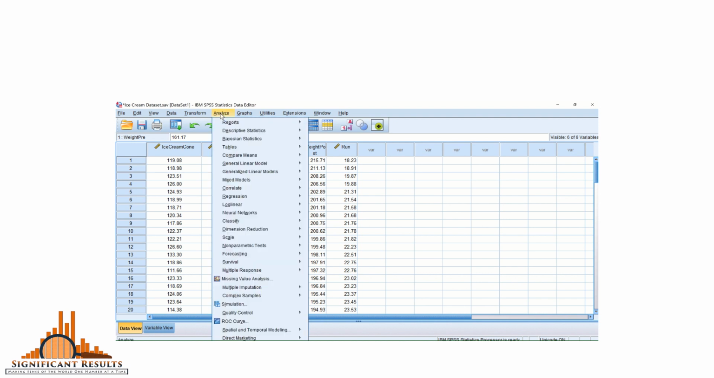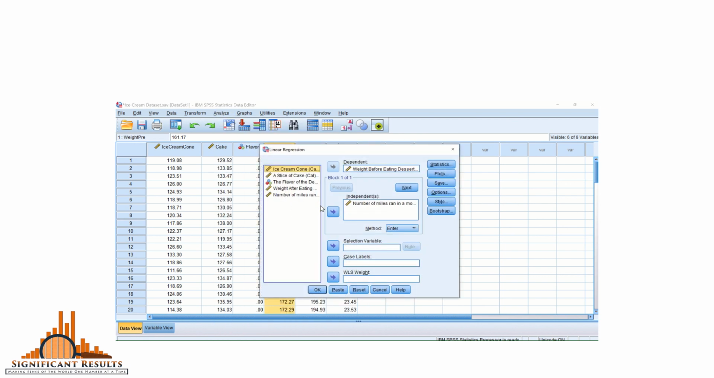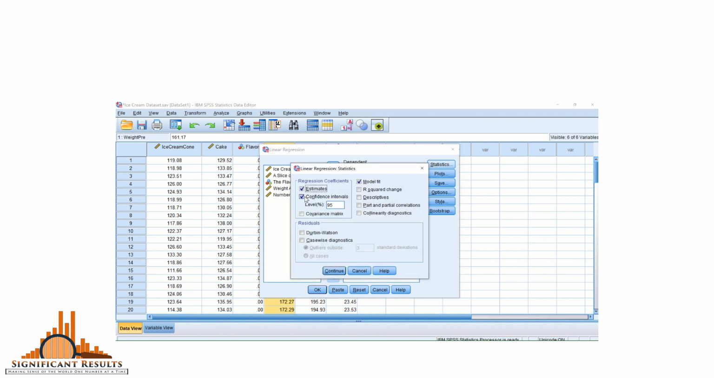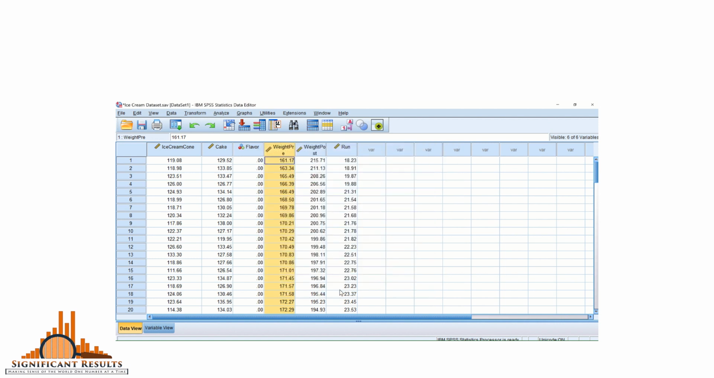So first we go to Analyze, Regression, Linear. As you can see, I have the number of miles ran in a month in my independent section and the weight before eating dessert in my dependent section. I always click the confidence interval so we can have our confidence interval levels, and push continue and push paste to bring up the syntax.